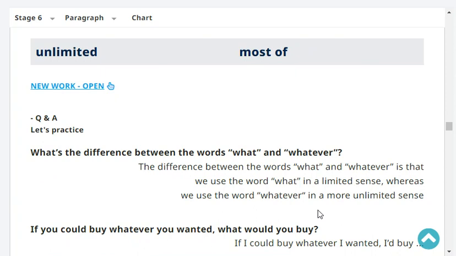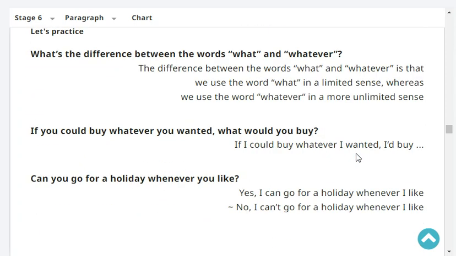What's the difference between the words what and whatever? The difference between the words what and whatever is that we use the word what in a limited sense, whereas we use the word whatever in a more unlimited sense. Right?